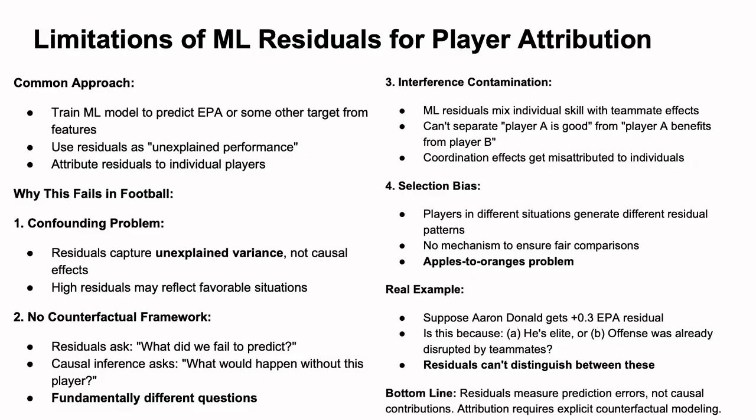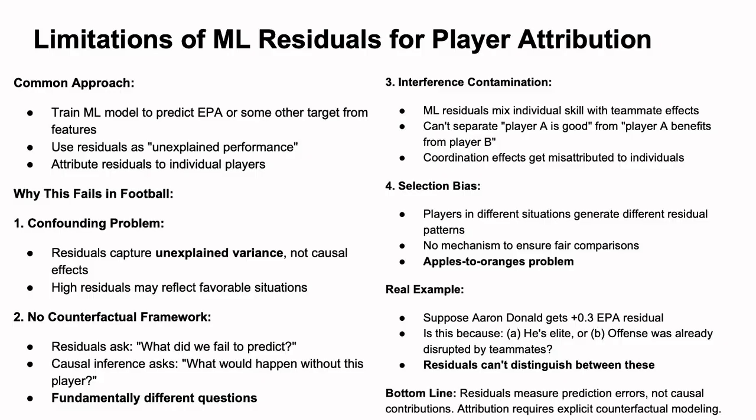One common approach that I think was discussed this morning is a residual-based approach for player attribution. The common approach is, let's train some machine learning model, anything from a linear model to a tree-based model or neural network, and predict some outcome of interest given a subset of features. We create some expected value, which is the conditional mean given a set of features, and we use the residual, which is the difference between the actual value and the predicted value, as the unexplained performance of a player.